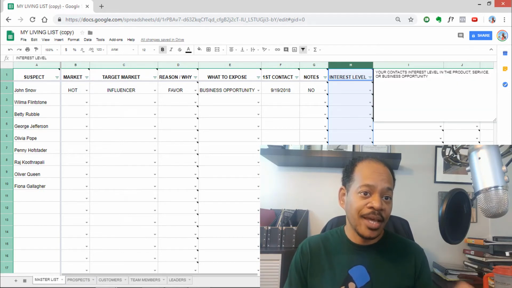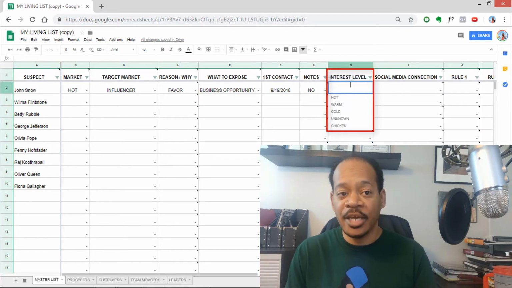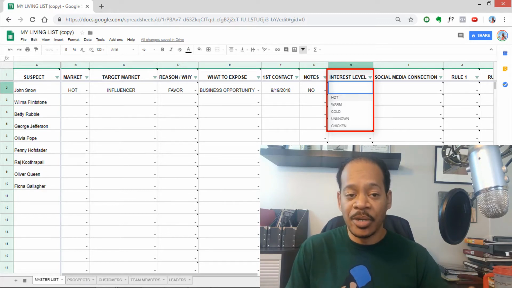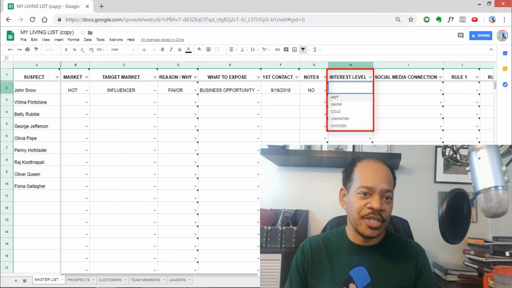Next, you've got a place to rate your suspect's level of interest in learning more about your product, service, or business. Some of the people will become hot prospects and really interested in learning about everything you have to offer. Others will be warm and have a mild interest but still be open to learning more, and others will be cold and have no interest. There'll even be times when you're unsure about a person's interest level right away. So you've got an option here to select unknown.